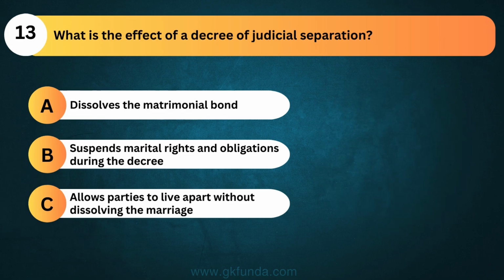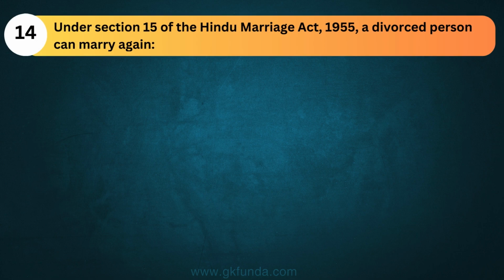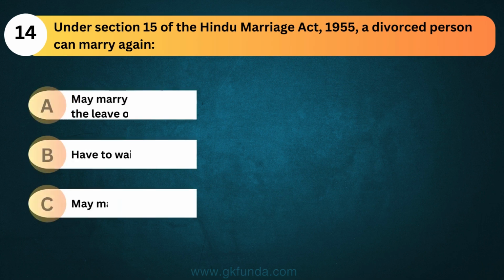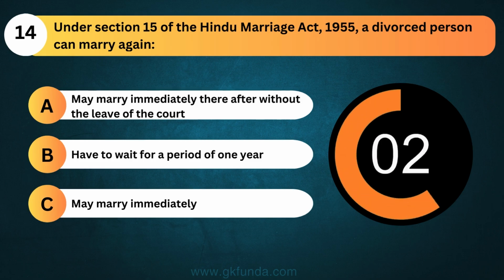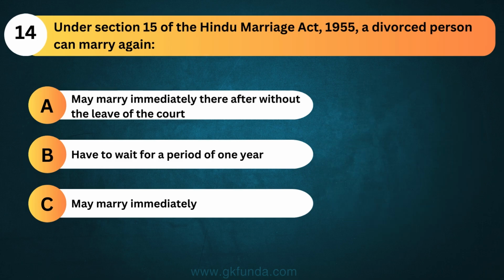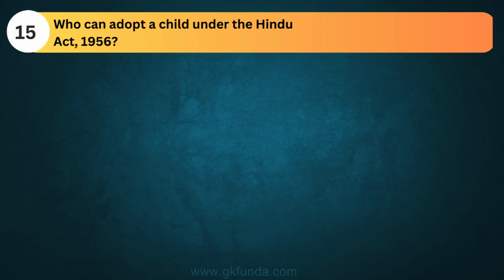The answer is option B, suspends marital rights and obligations during the decree. Under Section 15 of the Hindu Marriage Act 1955, a divorced person can marry again. The answer is option A, may marry immediately thereafter without the leave of the court and as a matter of right. Who can adopt a child under the Hindu Adoption and Maintenance Act 1956?